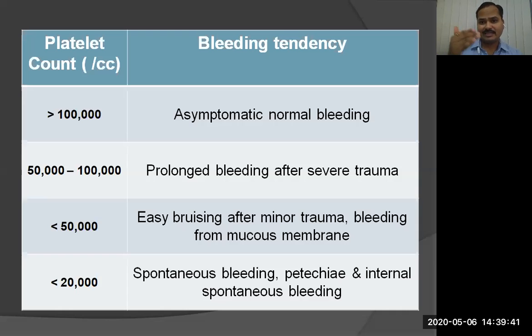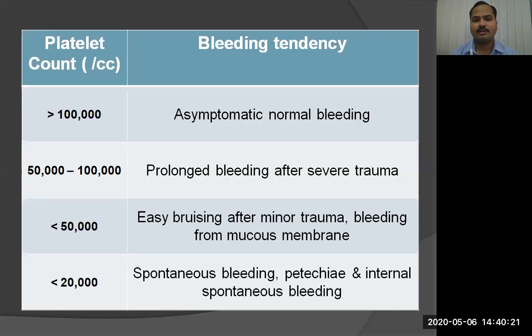If the platelet count is less than 50,000 but more than 20,000, it will be seen as easy bruising after minor trauma. More than 50,000 was after severe trauma; less than 50,000 is after minor trauma. Easy bruising will be there, and bleeding from the mucous membranes can occur even after minor trivial injury. When it is less than 20,000, there is spontaneous bleeding from the various submucosal areas or under the skin. Petechiae may be seen, and internal organs may also show spontaneous bleeding tendencies.